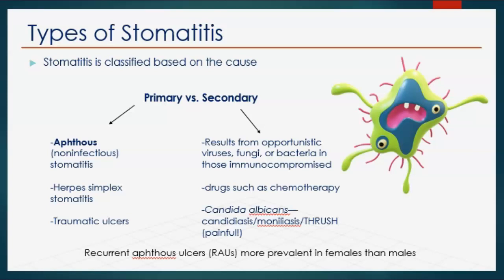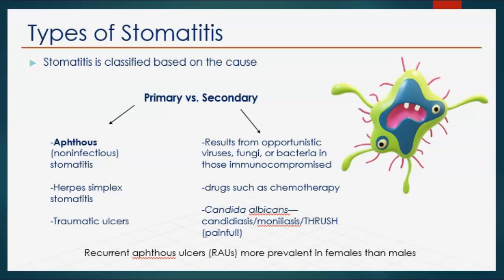So primary usually means, in any kind of thing we have, primary just kind of crops up. So we can have aphthous stomatitis, which are again just the canker sores, herpes simplex stomatitis, or we can also have traumatic ulcers, like people when they bite their lip and it might turn into an infection. Secondary infections, again, result from opportunistic viruses or fungus, bacteria, in people who are many times immunocompromised, like people who have cancer, people who have AIDS.